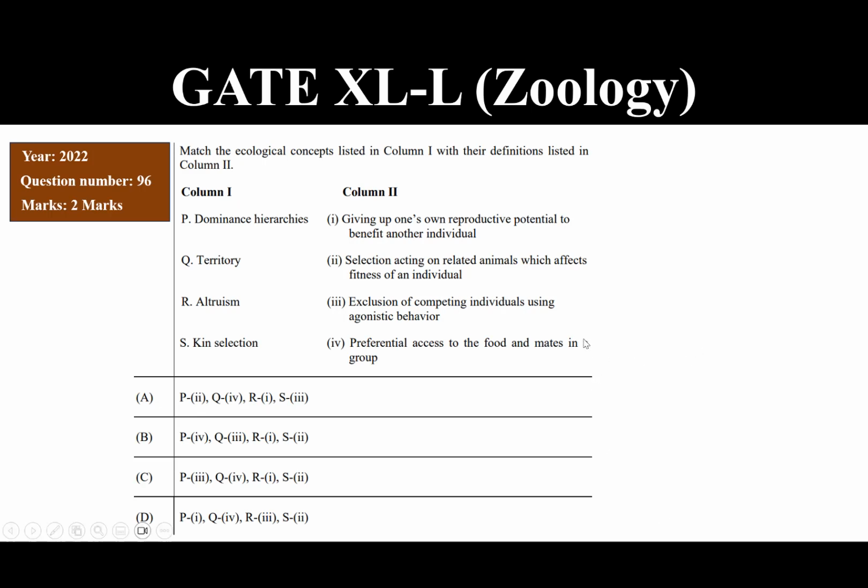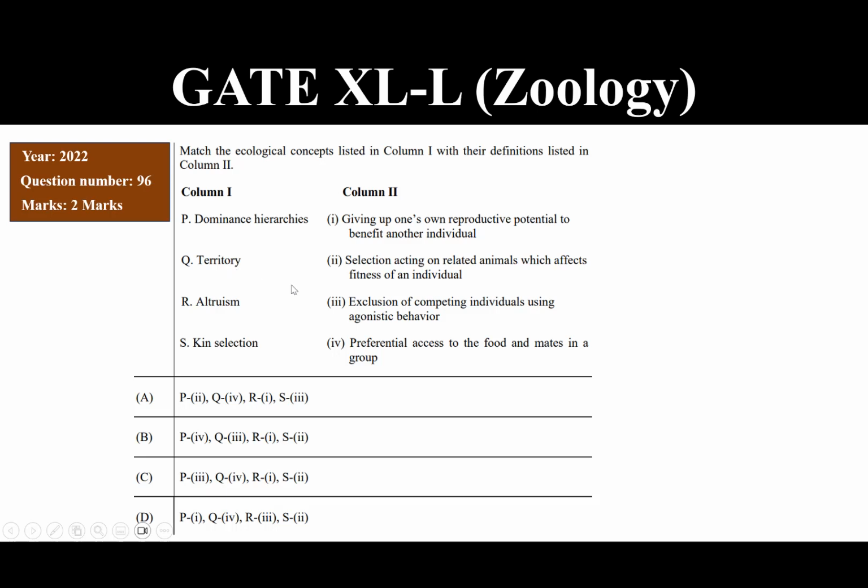So coming back to the question, if we have to match the options, you can see the dominance hierarchy. You can look for key terms here. So for example, dominance hierarchy is basically, you can look for ranking, or you can look for preferential access as mentioned here. So you can see that P is 4. And then for kin selection, you can search for keywords like selection or reproductive success, which is here. So S is 2. So P4 and S2 should give you B option, but let's look at the other.